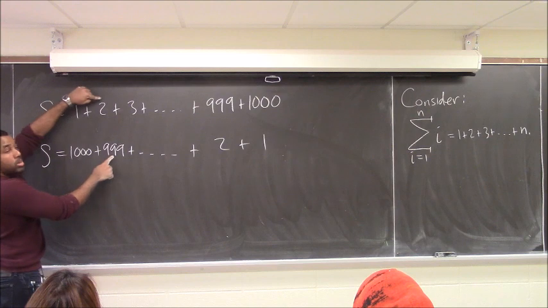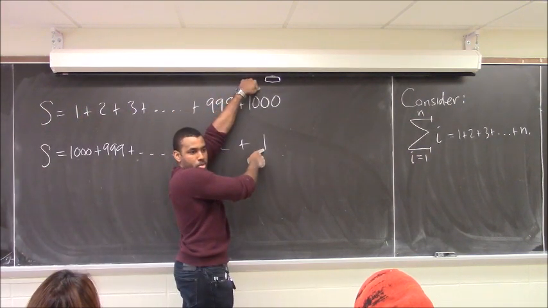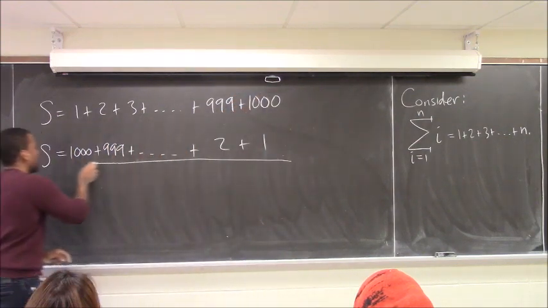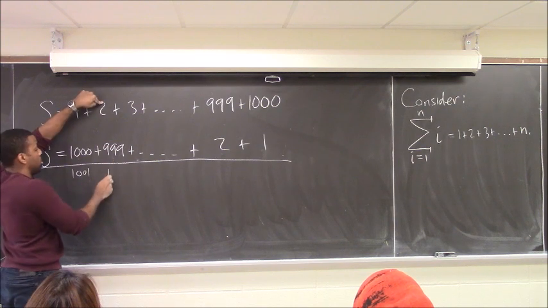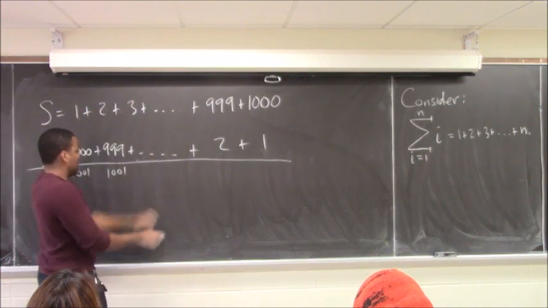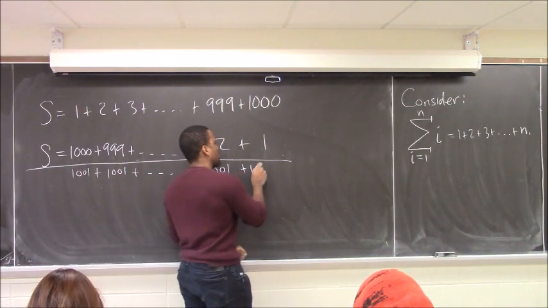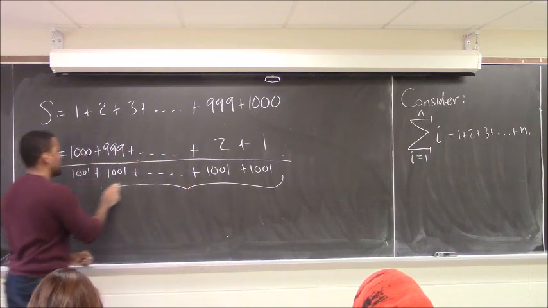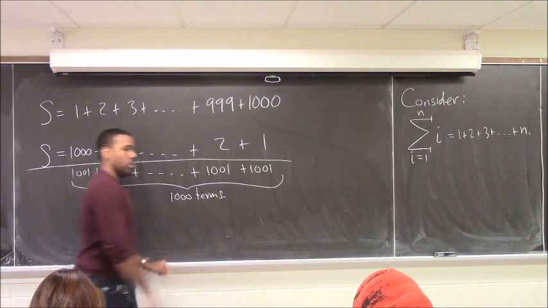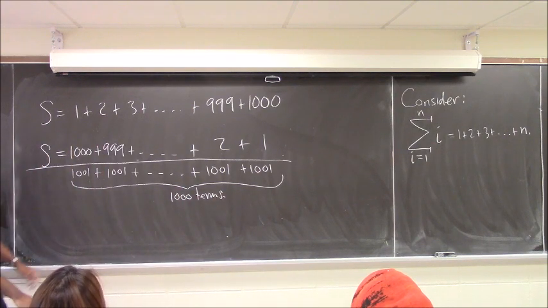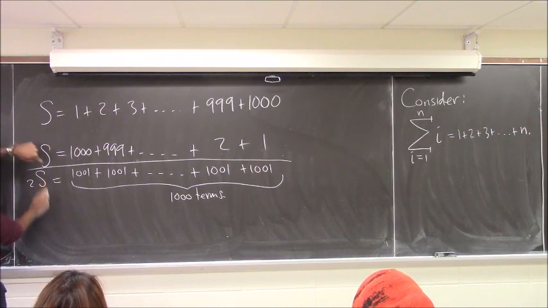If you add these guys up in this order, you'll notice that you're always getting the same number. You notice that this is 1,001. And that's also 1,001. And so on and so forth. So this is just adding up a bunch of 1,001s. How many 1,001s? Well, 1,000 of them. Right? So he added the list twice, so of course he didn't have S here, he had 2S.